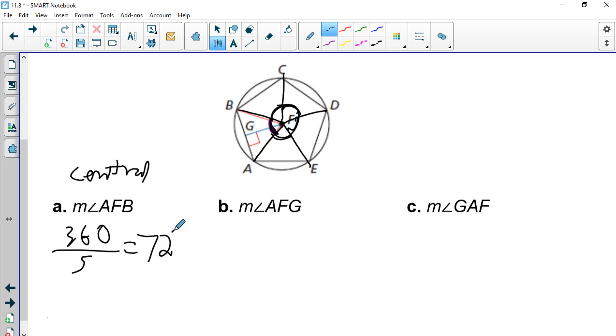Okay? Now, AFG, where's that? Well, that's right here. Okay? Now, we're going to get into this today. FG bisects AFB.